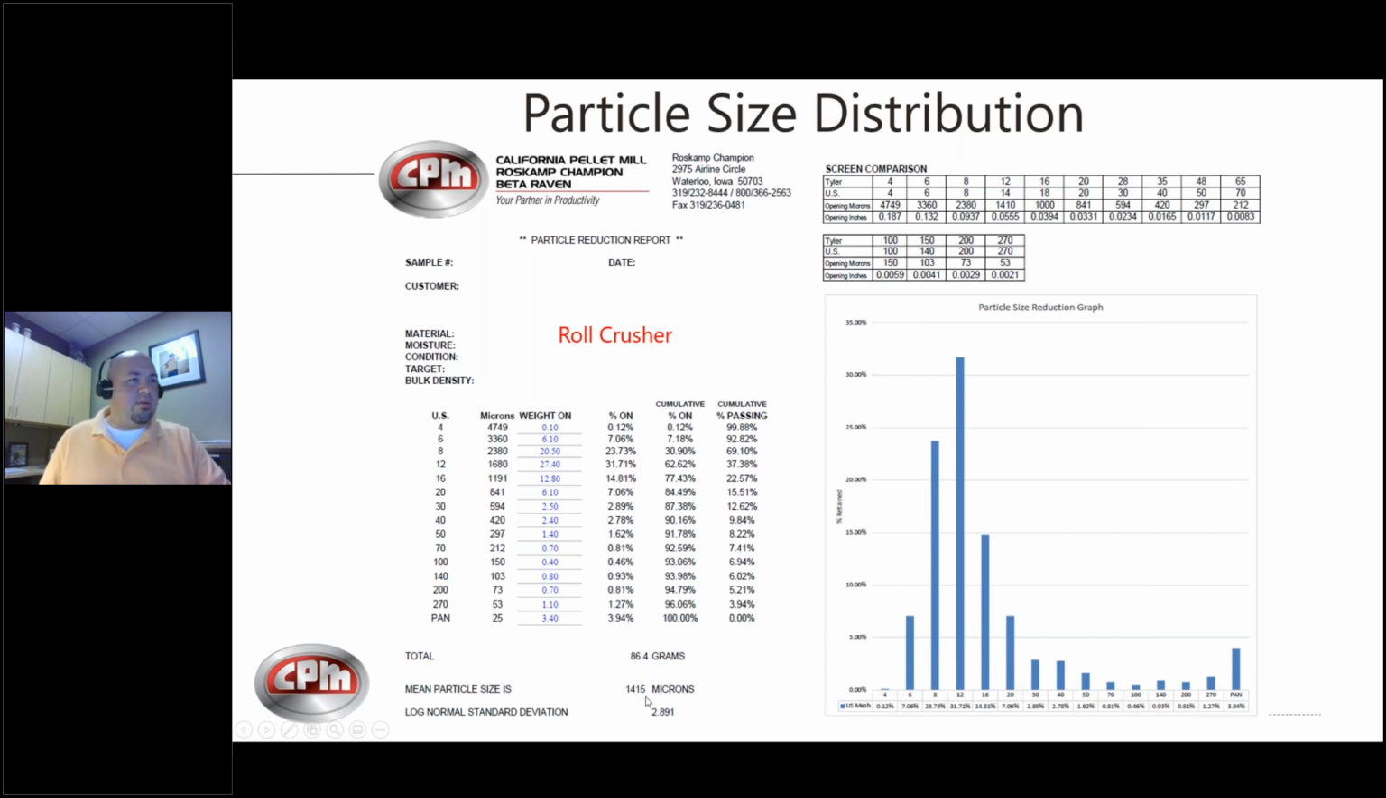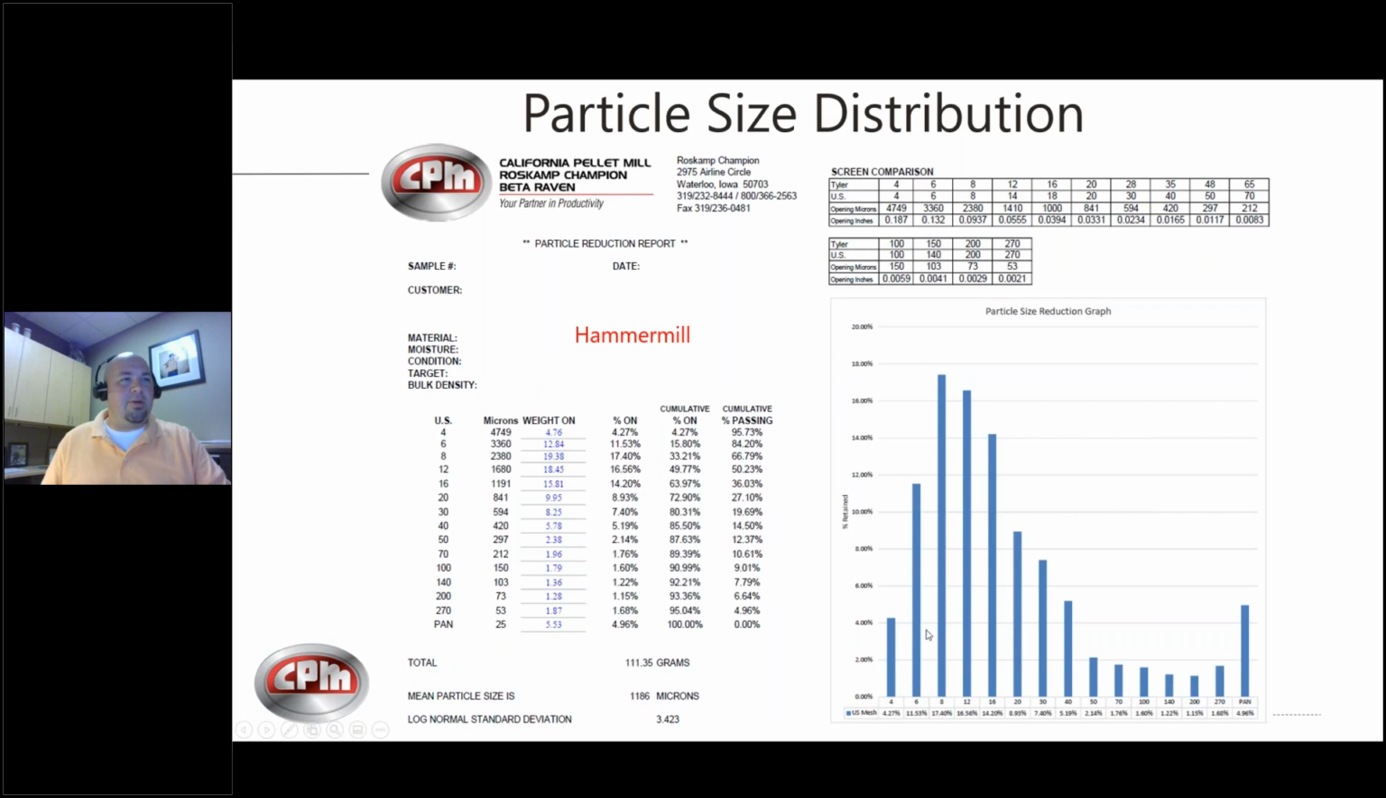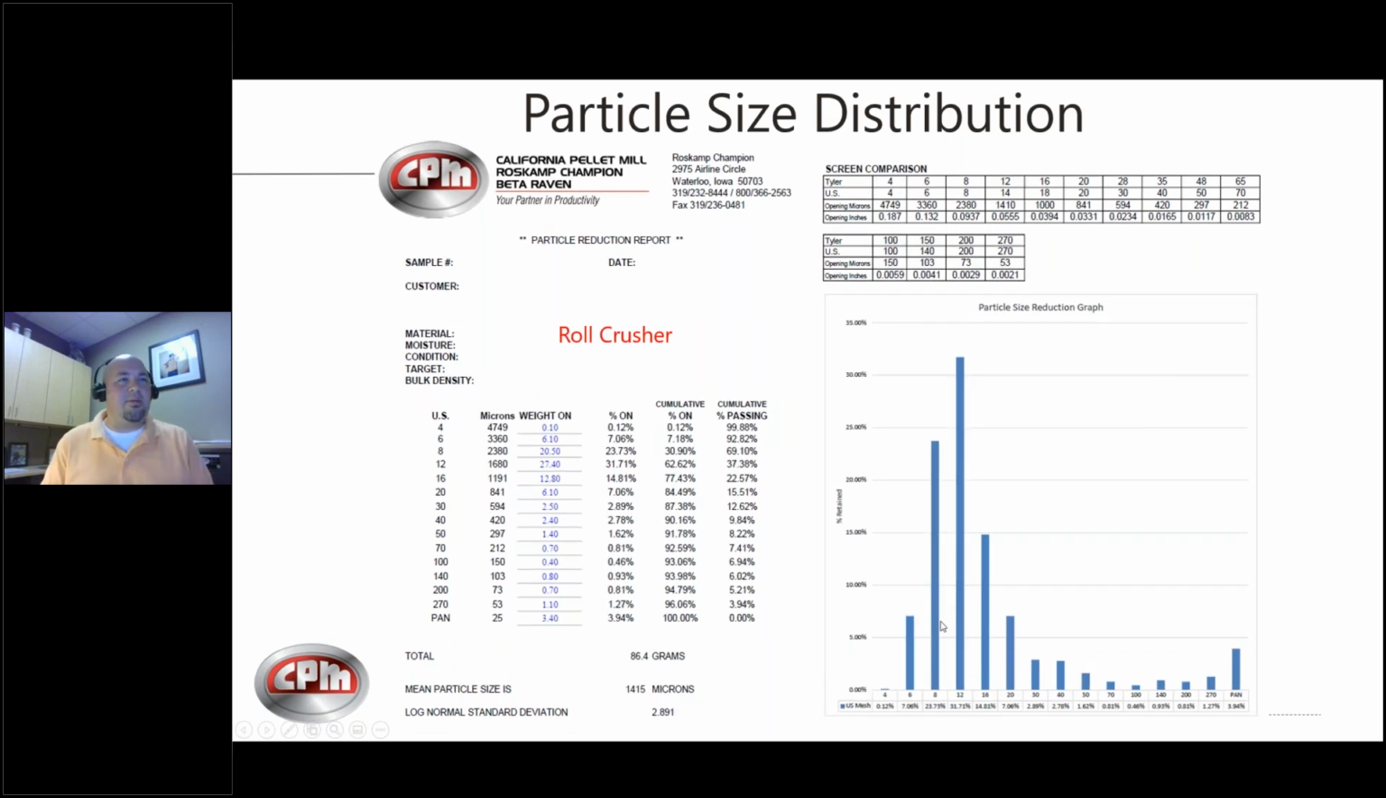I do want to point out this roll crusher is looking at an average of about 1,400 microns, and that hammer mill is right around 1,200 microns for mean particle diameter. So relatively similar grinds, but you can see there's a big distribution change. So roller mills have a lot more concentrated distribution when it comes to your grind size. So a lot more uniform grind, more homogeneous.